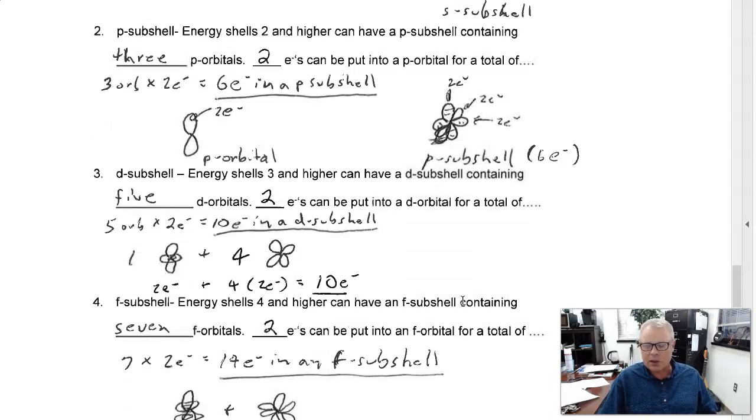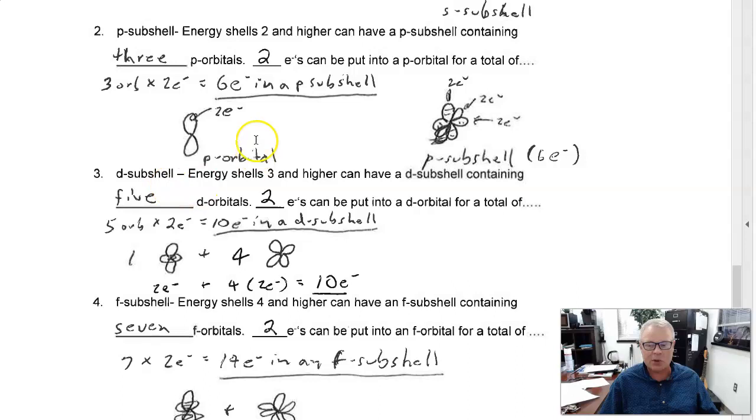Well, you can have electrons in a p subshell. All right. Energy shells 2 and higher can have a p subshell. There is no such thing as a 1p. Too low in energy. Only 2 and higher can have a p, containing 3 p orbitals. 2 electrons can be put into a p orbital for a total of, I got 3 orbitals times 2 electrons, 6 electrons in a p subshell.